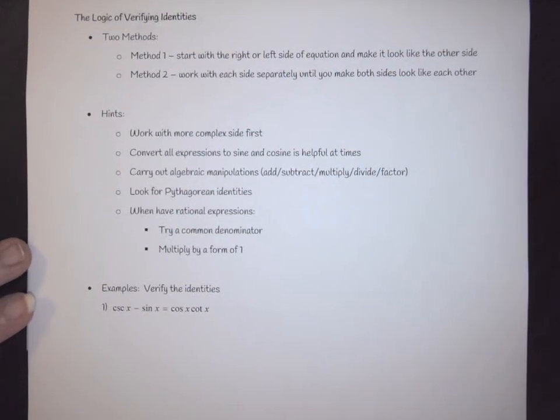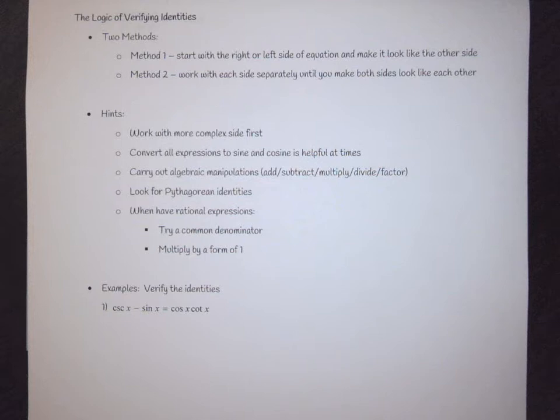Welcome back. In this video we are going to look at how to verify identities. Now there are two methods that you can work with. The first method is to start with the right or left side of the equation, and you want to simply make it look like the other side. The second method is you have to work with each side individually, and you keep simplifying or manipulating them until they end up looking the same.